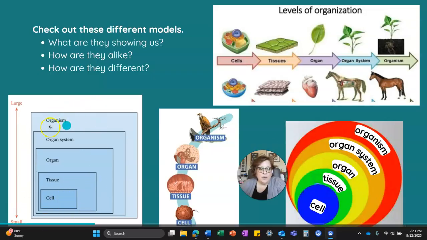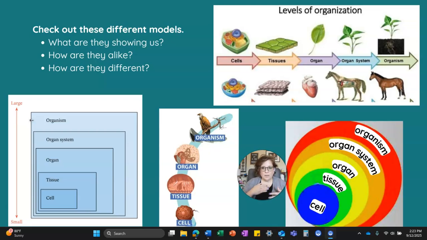On the left here, we have that same thing. We have cells in the smallest box and the organism in the largest box. So we kind of get an idea of which one is bigger than the other, but also it shows us that cells go into tissues, go into organs, go into organ systems.